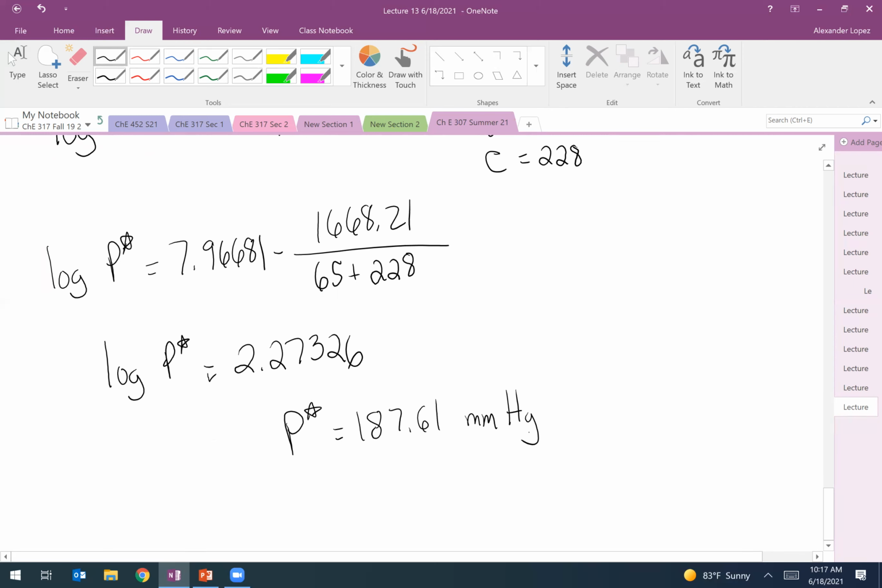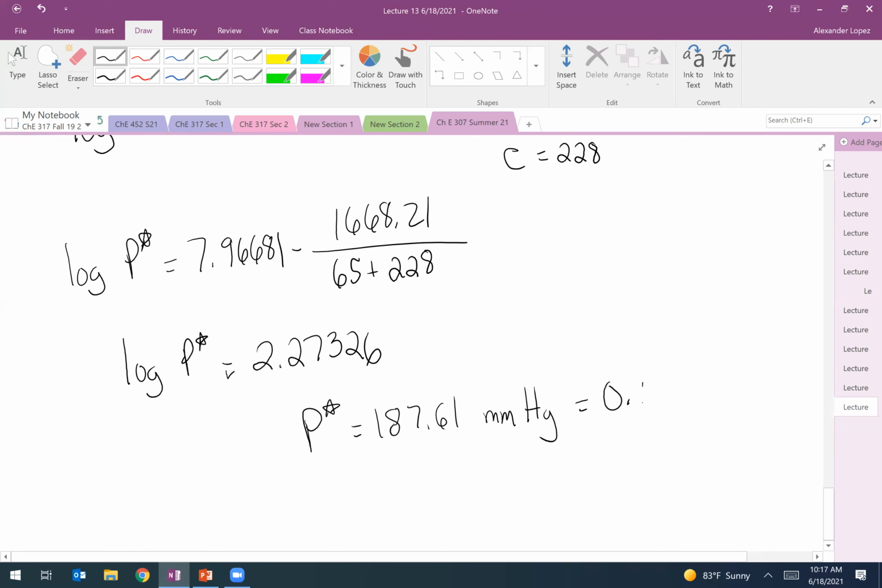which converting that to atmospheres is 0.2468. It's about a quarter of an atmosphere, the vapor pressure of water at that temperature.